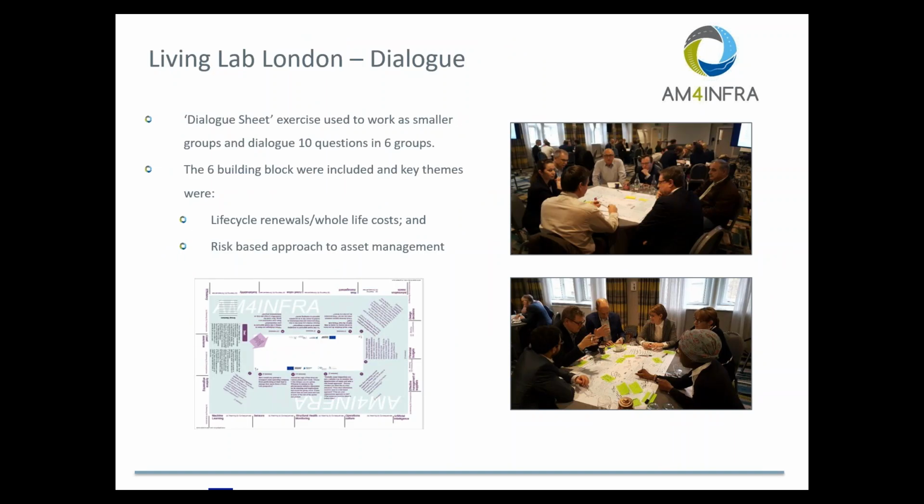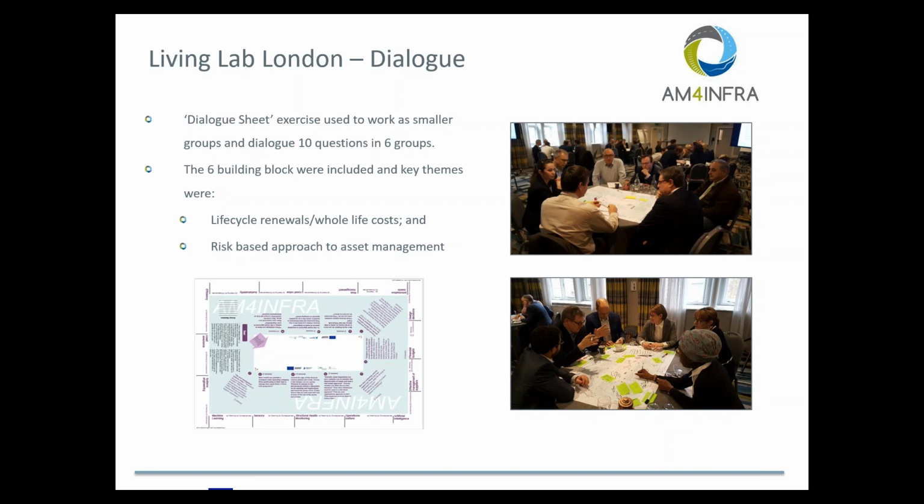So on the second day of the Living Lab, we split the teams of people into groups of about 6 or 8 people with representatives from different parts of the industries. We had representatives from the CEDA board, we had representatives from the various organisations involved with AM4INFRA. So we had a mix of perspectives, and each of the tables had a dialogue sheet which was printed on the tables, as you can see from the pictures there. And there were 10 questions.